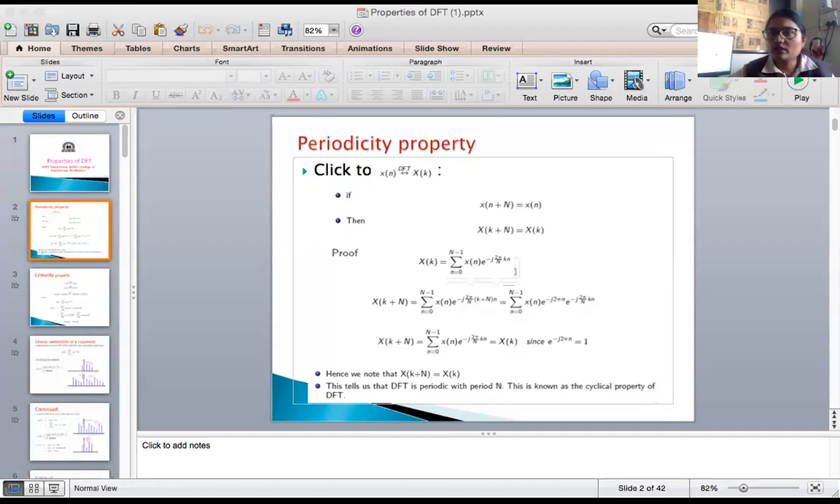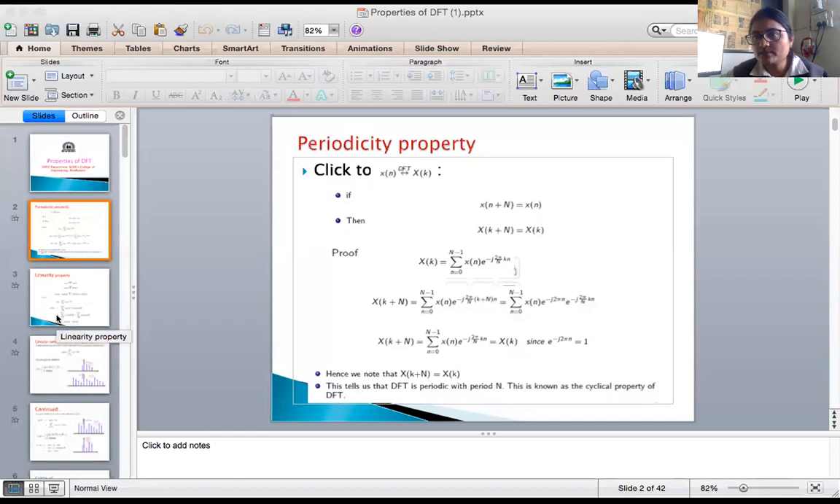This is digital signal processing lecture number 21. So we are going through discrete Fourier transform, properties of discrete Fourier transform. So how many properties have we studied up till now? Can anyone contribute?